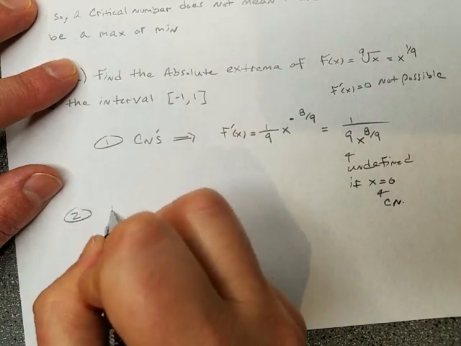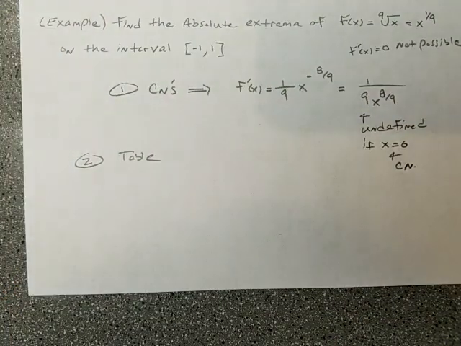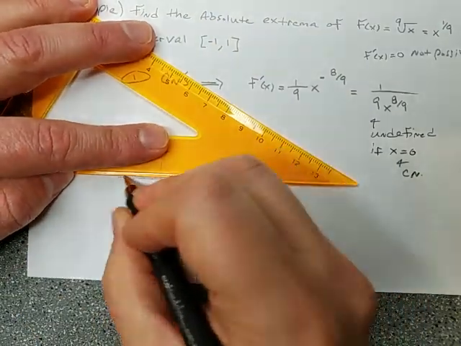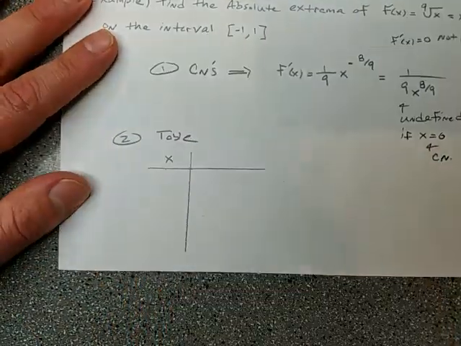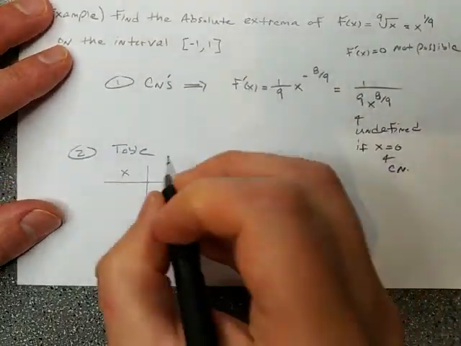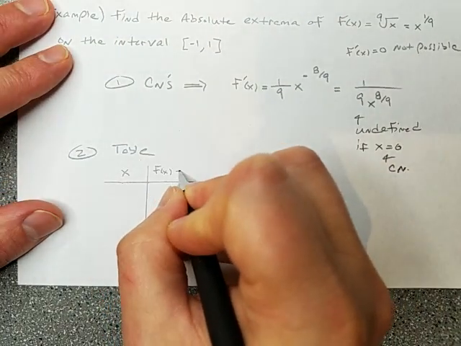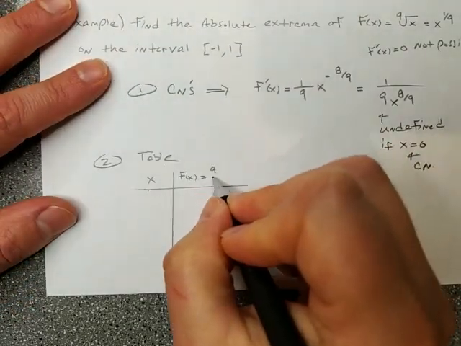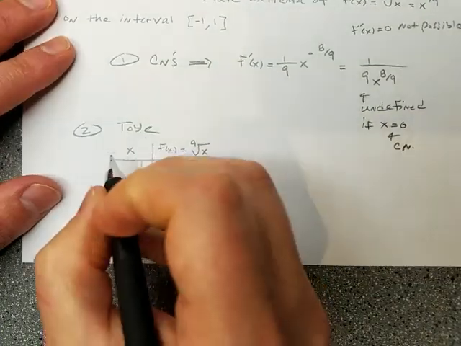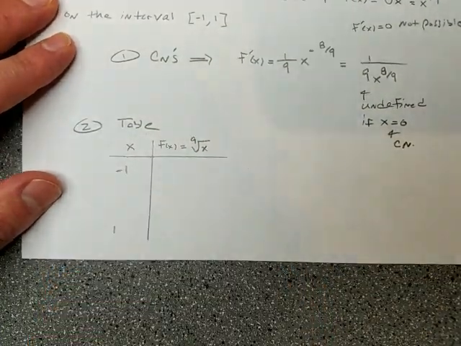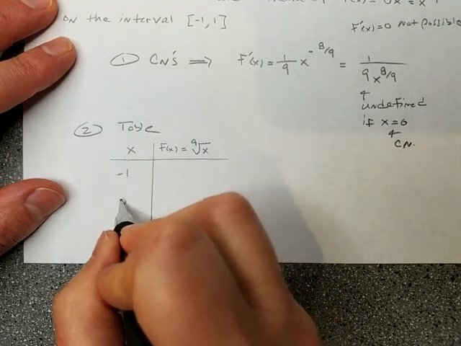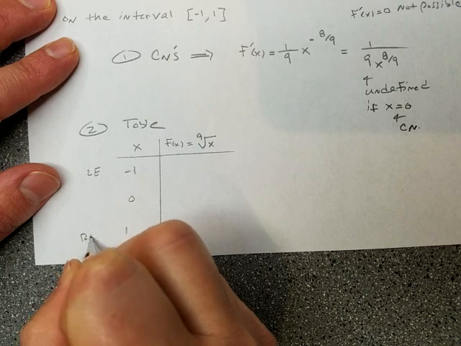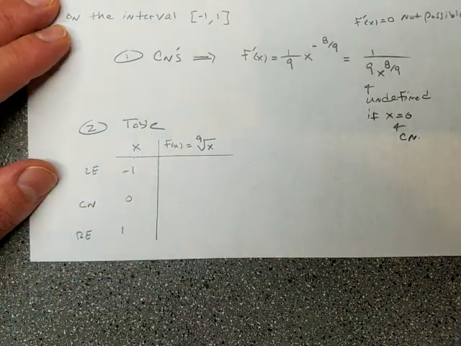All right, so step 2, we make our table. Okay. What do we put on our table? Well, we're looking at actual points. So let's see, here's x. What was the equation of my curve? It was the 9th root of x, okay. 9th root of x. And I take the endpoints in my interval, -1 and 1, and I compare with the critical number. So that's the left endpoint, that's the right endpoint. Here's the critical number. We'll do a little bit of math from here.